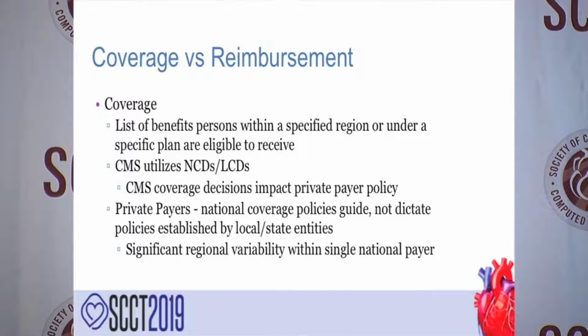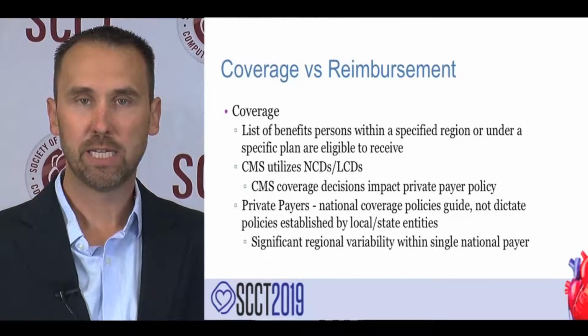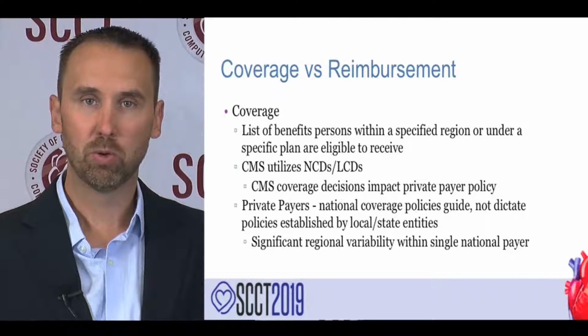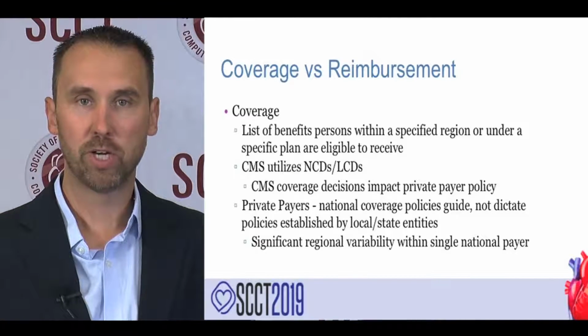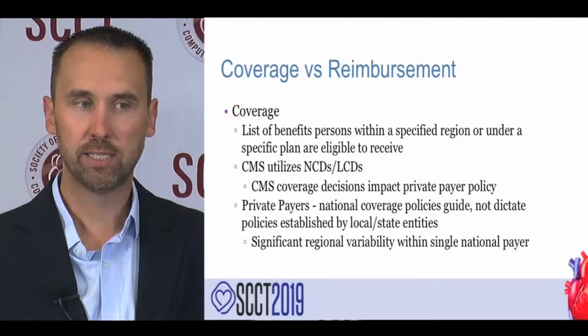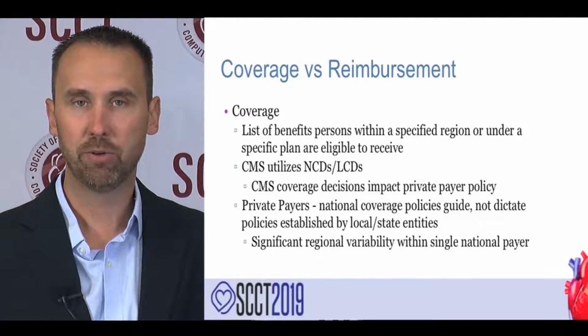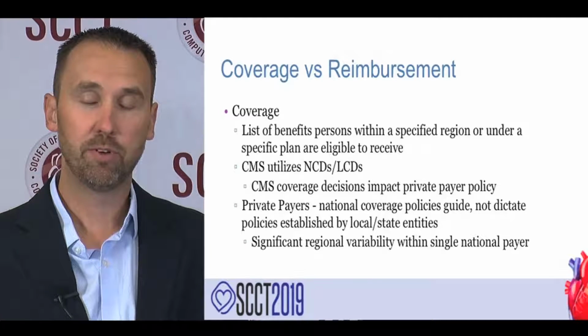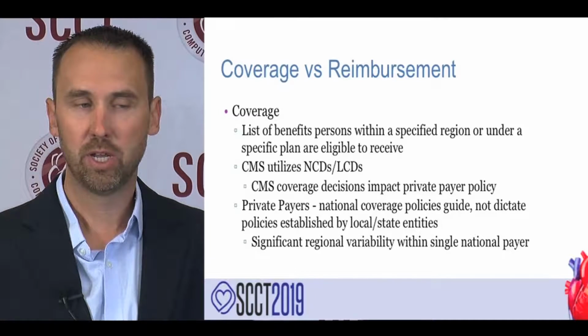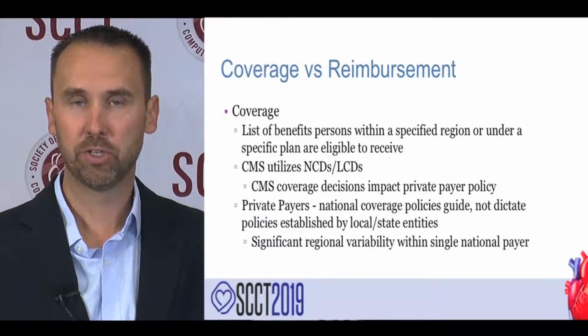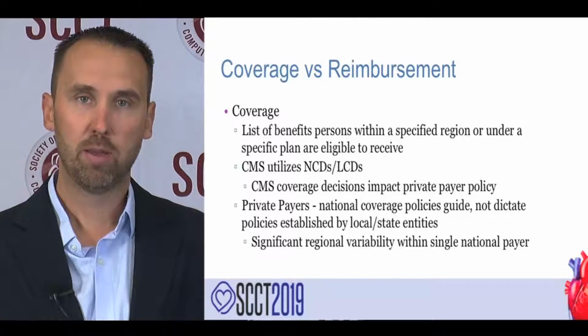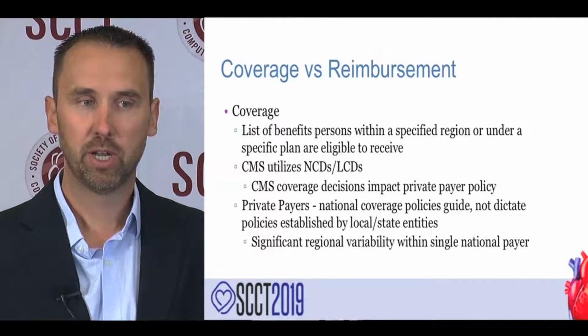So starting with coverage. Coverage is essentially the list of benefits within a specified region or under a specific plan that people under that plan are eligible to receive. CMS uses LCDs and NCDs, which are local coverage determinations and national coverage determinations, to govern these policy languages. Currently for CT, we have no national coverage determinations, which is important because a national coverage determination must be covered by all Medicare administrative contractors across the country.